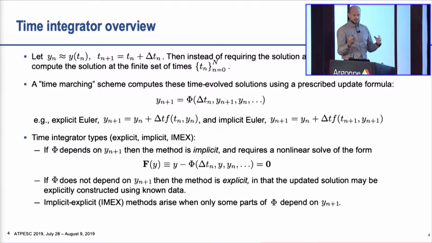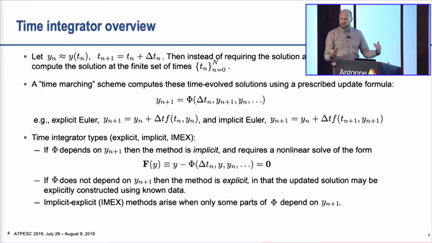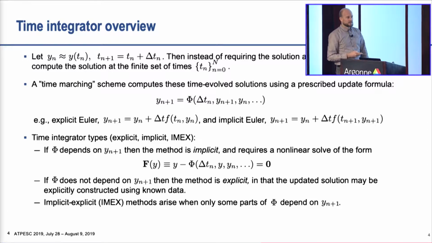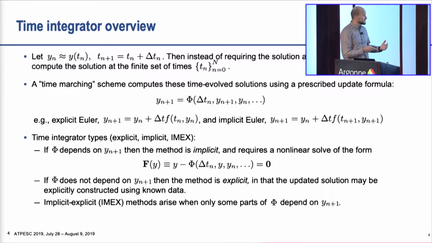This general categorization of explicit versus implicit, many of you already know, but this is where that name comes from. And these IMEX type discretizations are based on formulations where maybe some pieces of the physics depend on y_{n+1}, and other pieces of the physics don't depend on y_{n+1}. You can mix and match as you see fit, and we'll see more about that a little bit later.